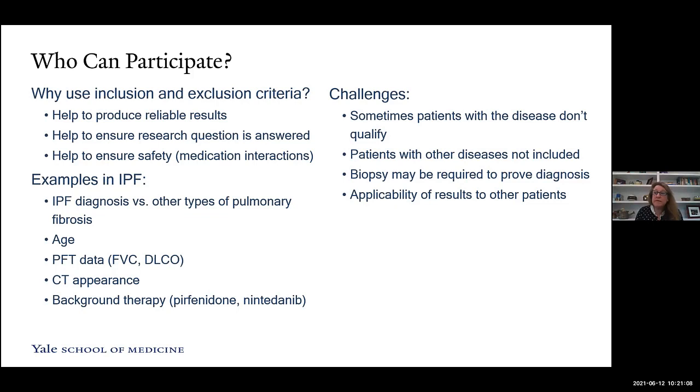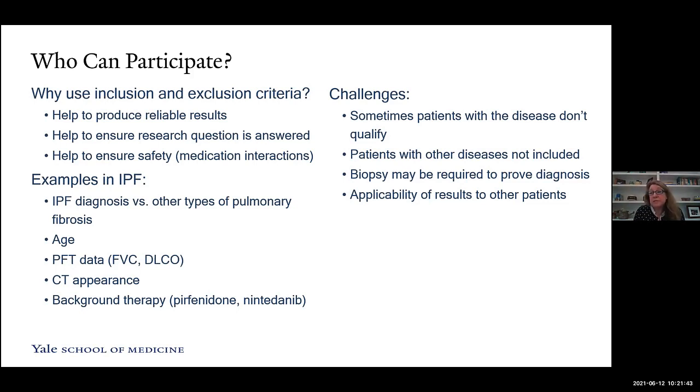You don't want somebody in the trial who's taking a medication, for example, that interacts with the study medication. So there are reasons for these different things. And also if they have some medical illness that would make it unsafe for them to participate. So in IPF in particular, one of the main things is, do you actually have IPF or some other form of pulmonary fibrosis? And we'll talk about that a little bit more. Other pieces of information might include your age, pulmonary function data, what does the CAT scan look like, and are you taking other medications for your pulmonary fibrosis?